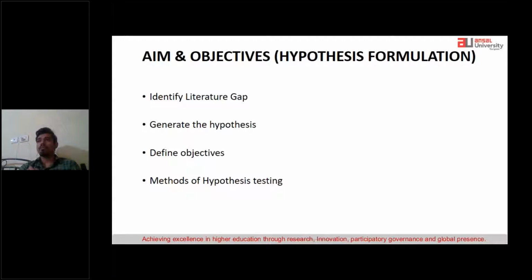Then only you can come up with a good quality or authentic literature gap which is present in the literature. And based on the literature gap which you have identified, you will generate your hypothesis. You generate your hypothesis means, that's where you will define your aim and objective of your research, what you want to cover in your research, and define your objectives.